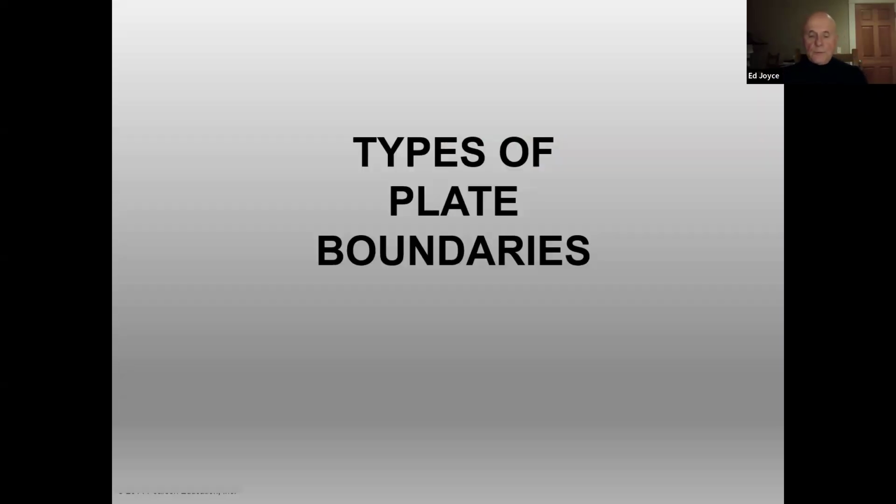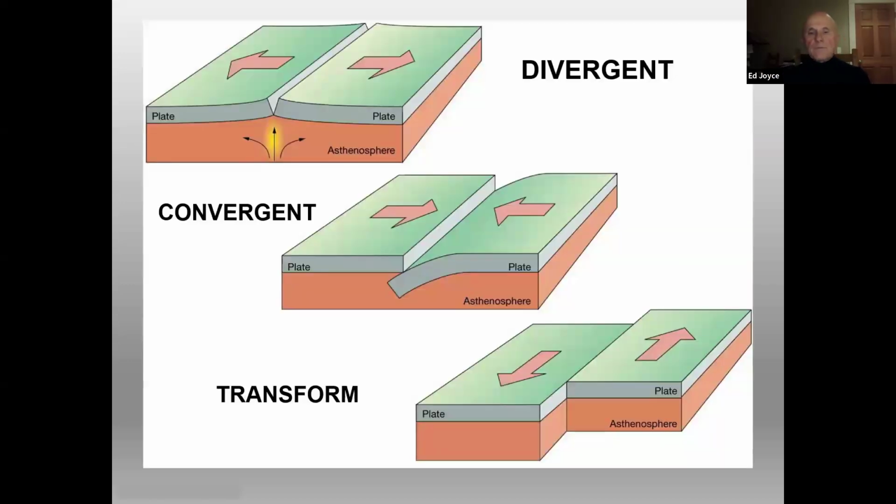Okay, there are 3 major types of plate boundaries, and I'd like to go over these. Up top, we have a divergent plate margin where 2 plates are being spread apart. So you can see hot mantle material coming up from the interior of the Earth, spreading laterally and dragging the 2 plates away from each other. The middle model is a convergent plate margin where you have 2 plates colliding. And the argument is which plate is going to go under and which plate is going to go over.